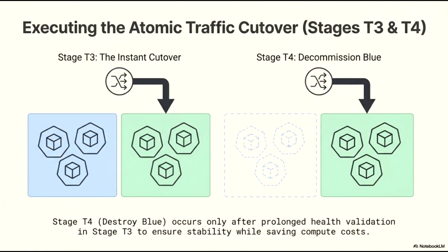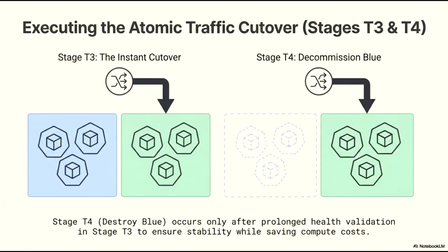Moving into the final phases of our deployment process, we execute the atomic traffic cutover across stages T3 and T4. In stage T3, known as the instant cutover, all production traffic is redirected from the legacy blue environment to the new green environment in one atomic action. While traffic is no longer hitting the blue environment, it is intentionally kept online as a standby to ensure an immediate rollback path if any unforeseen issues arise.